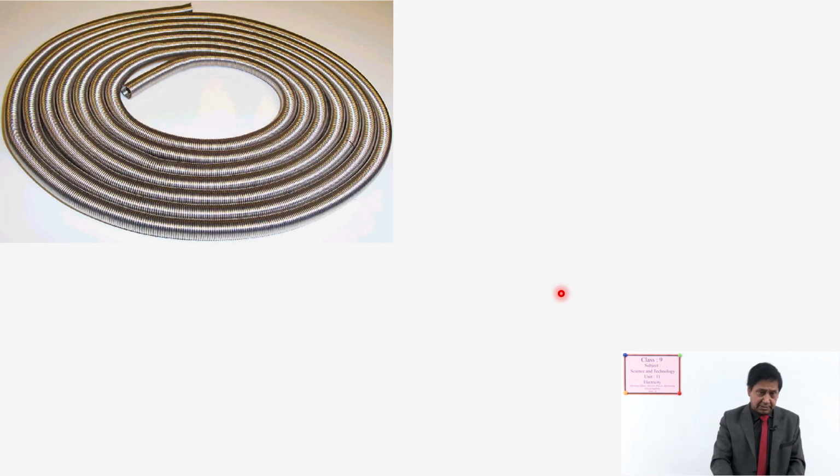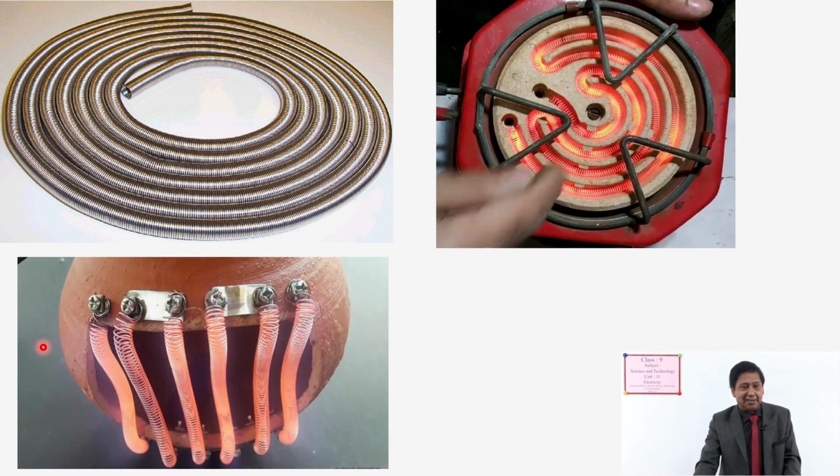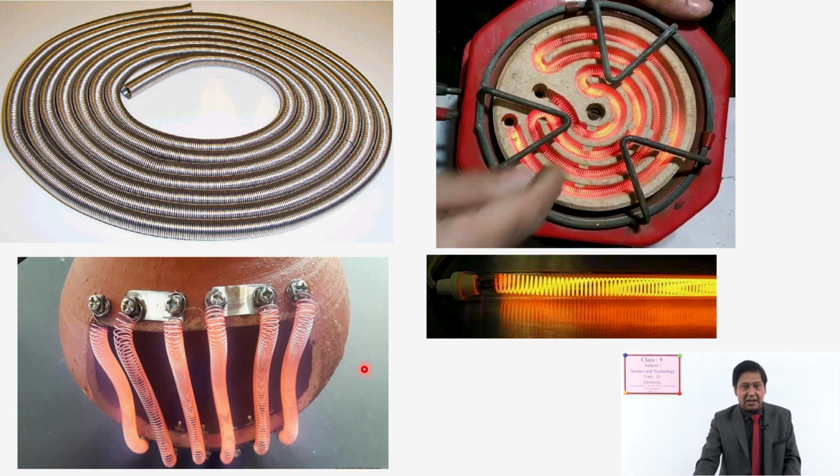Now I want to show this. Look at this, the coil of nichrome wire, and it is used in a heater. The same is used here in this heater. This is so interesting. This is a locally made room heater where nichrome wire is used, and here also nichrome wire. Now you are clear that in many heating instruments, nichrome wire can be seen from outside.